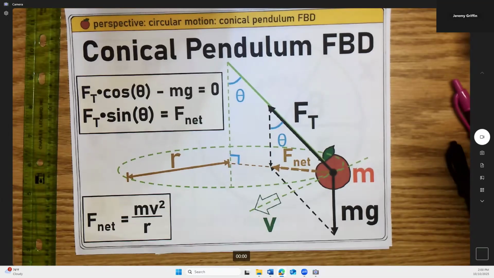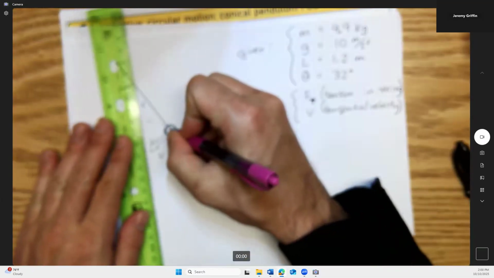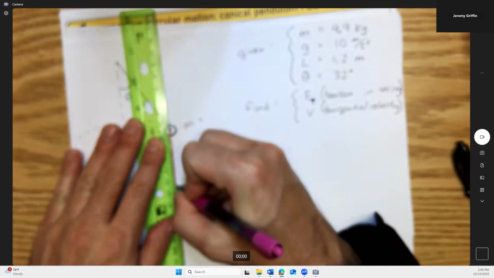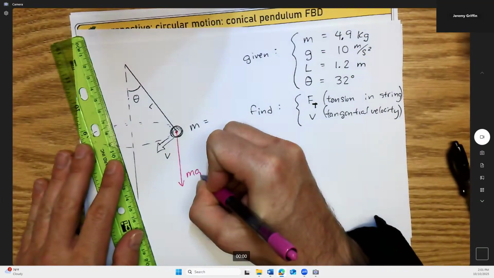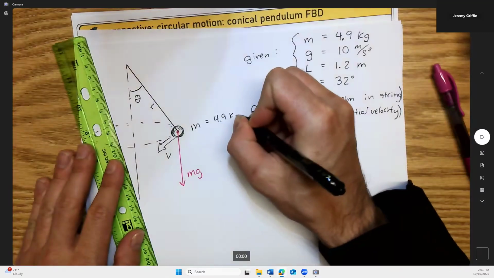Yeah. So over here, I'll do a free body diagram. So put a big old center mass right here. Okay. So the two forces are, I have mg, the weight pulling down. Let's try to label this mass. It's about 4.9 kg.